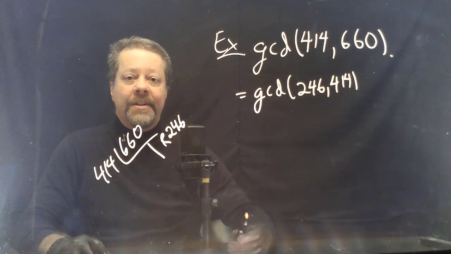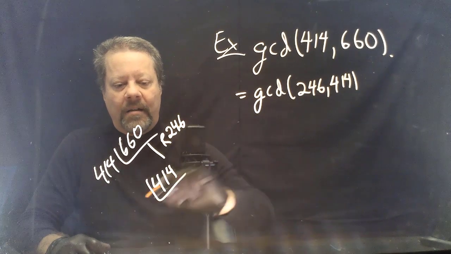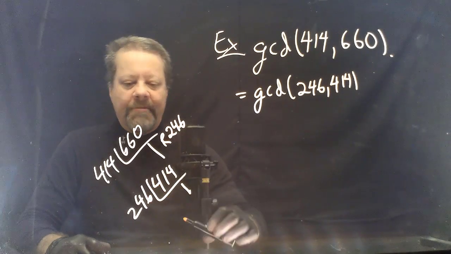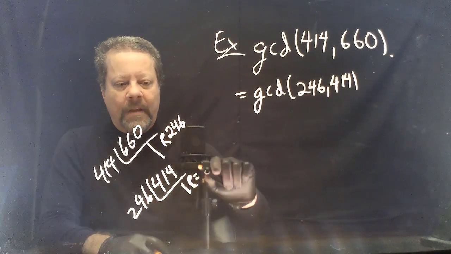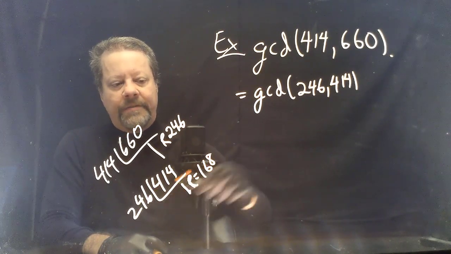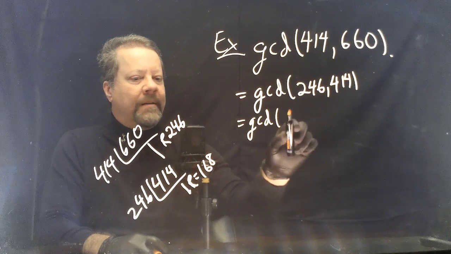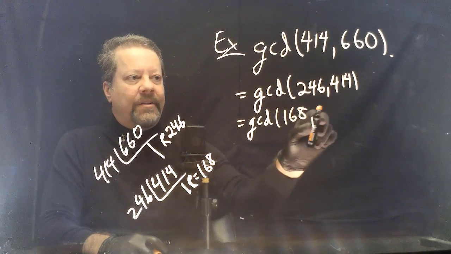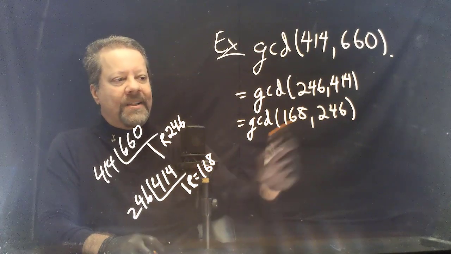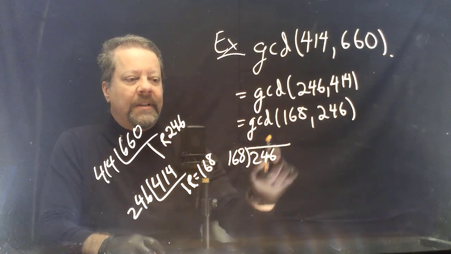Well, we do the division process again. And again, it goes in there once. What's the remainder when I subtract? 168. Let me check. 300, 414. That's right. So this will be the same thing as the GCD of 168 and 246. And so we go again. How many times does 168 go into 246? It goes in there once.